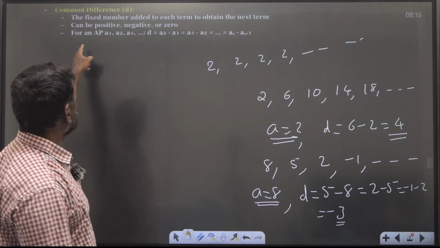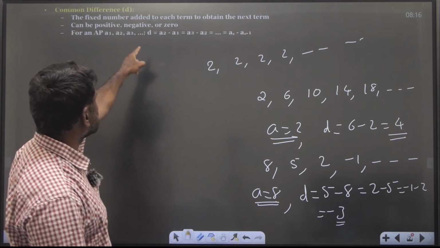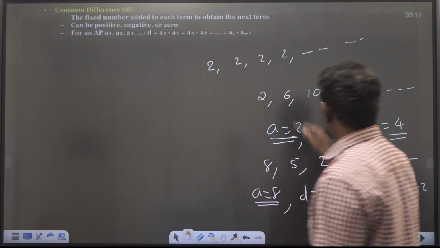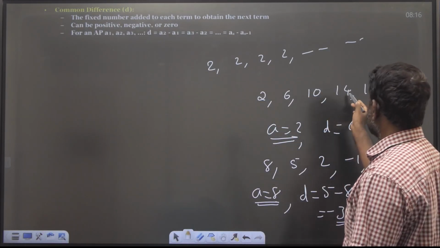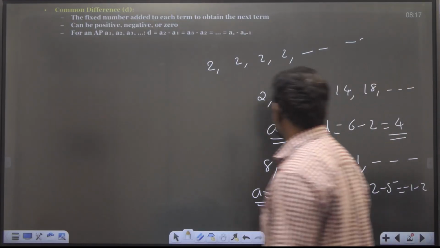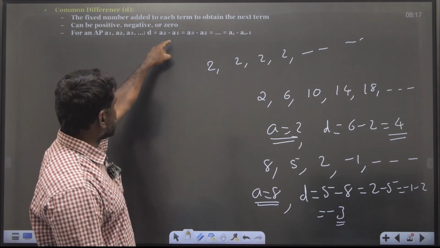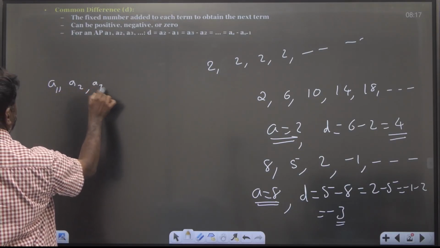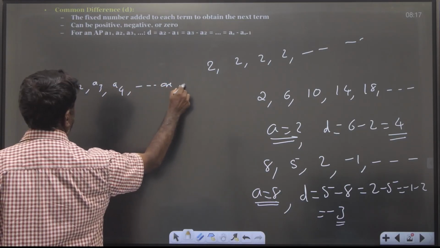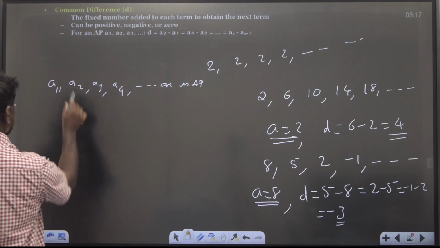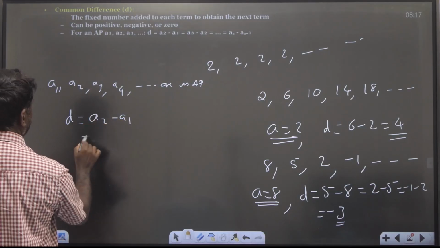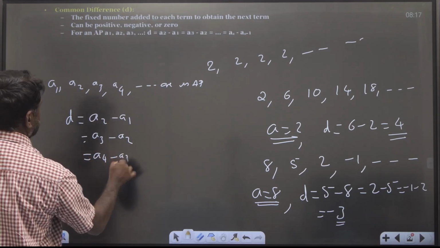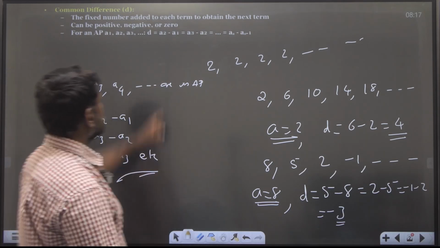Then for an AP a1, a2, a3, etc., d is equal to the second term minus the first term. It can be 6 minus 2, it can be 10 minus 6, it can be 14 minus 10, it can be 18 minus 14, etc. So it can be a2 minus a1. If a1, a2, a3, a4, etc. are in AP, then d is equal to a2 minus a1, or a3 minus a2, or a4 minus a3, etc. That is discussed here.